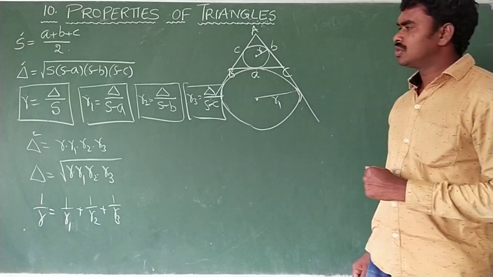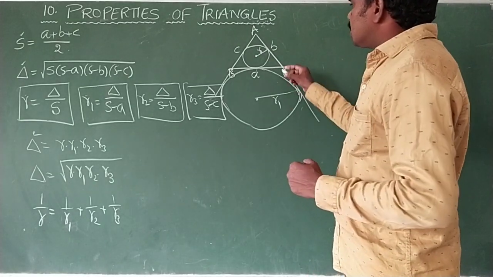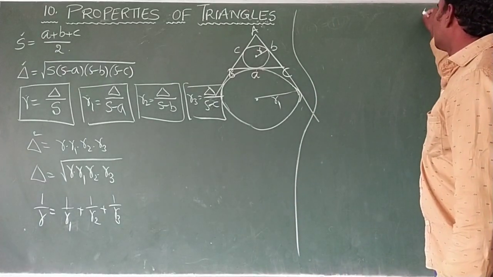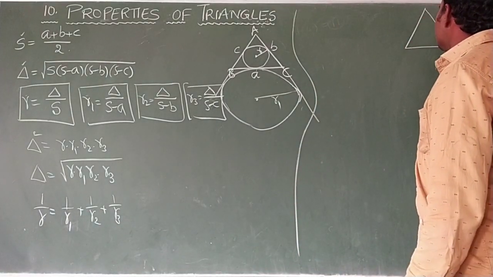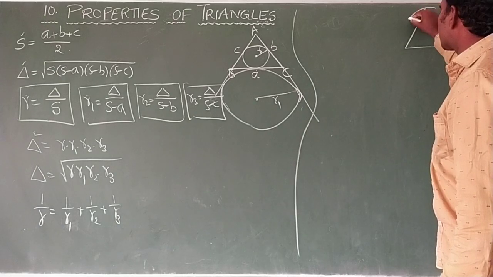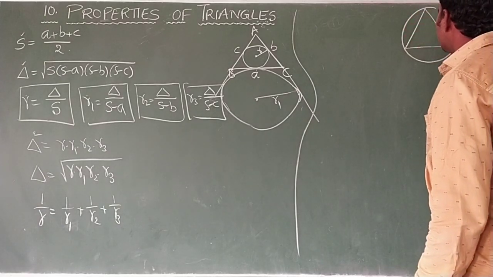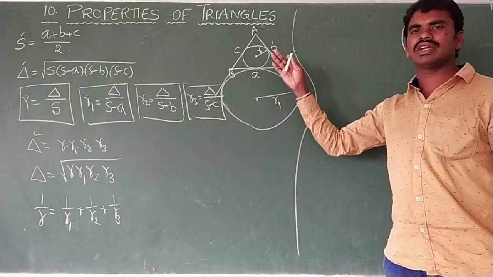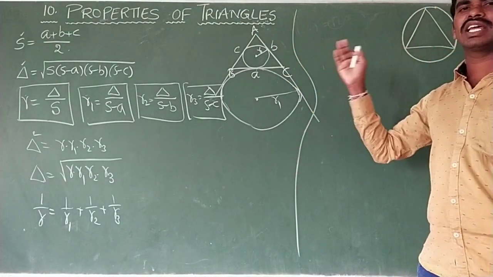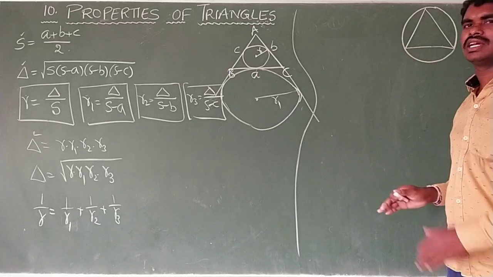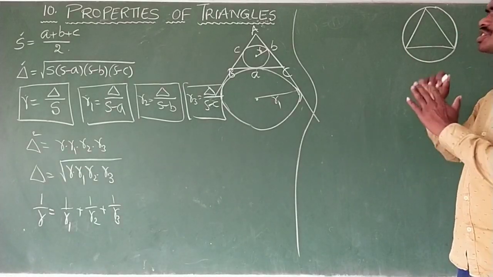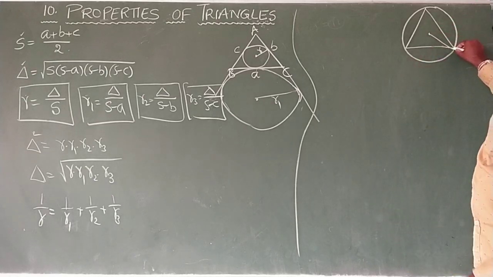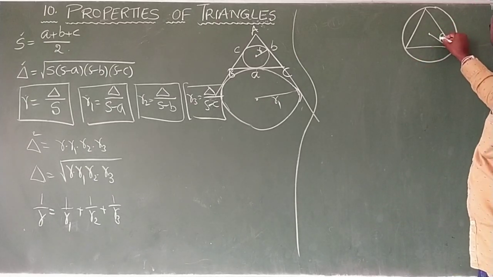Next, same triangle and circumcircle. If you draw the circumcircle of any triangle, there is no rule for the triangle. It may be equilateral, it may be scalene, it is isosceles, it is a right angle. So the condition is not mentioned, it is just a triangle.